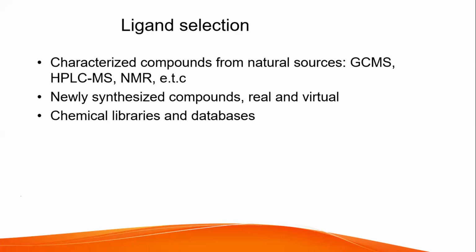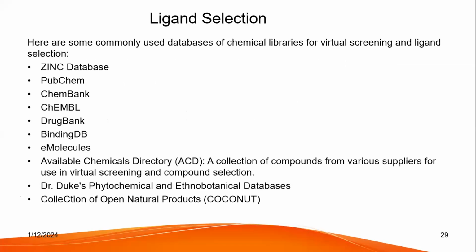Then there are a lot of chemical libraries and databases you can explore to use as ligands. Mr. Waloyo showed you some. These are other examples of databases where you can get your compounds from. We're going to demonstrate some very soon. We are going to get some ligands from PubChem. The ligand we are going to be using today is gotten from PubChem.